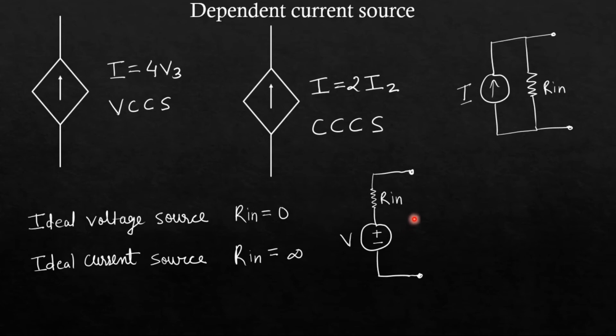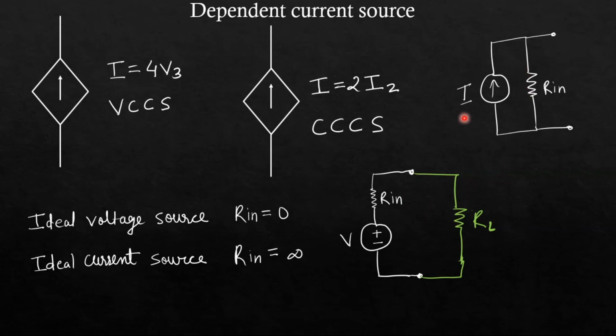And for the voltage source, why should R internal be 0? Let us understand this. Suppose I connected a load here, and let's say this voltage source is of 5 volt. Due to this internal resistance, let us say there is a voltage drop of 2 volts. So 5 minus 2, 3 volts we are getting across the load. It means 2 volts is getting wasted in the internal resistance. That is why we want R internal to be 0 in order to have no wastage. That is why for an ideal voltage source, R internal should be 0.